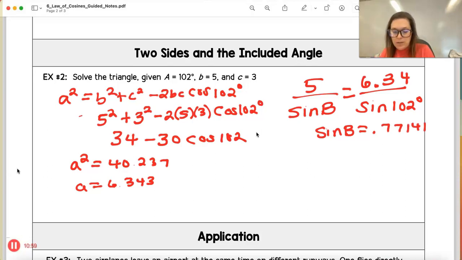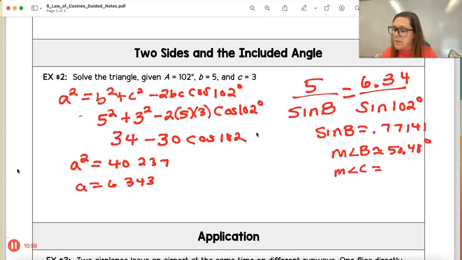Gets me 0.77141, some change. I'm going to do second sine, second answer, which tells me that the measure of angle B is about 50.48 degrees, which then tells me that the measure of angle C is going to be all of those added up and subtracted from 180.